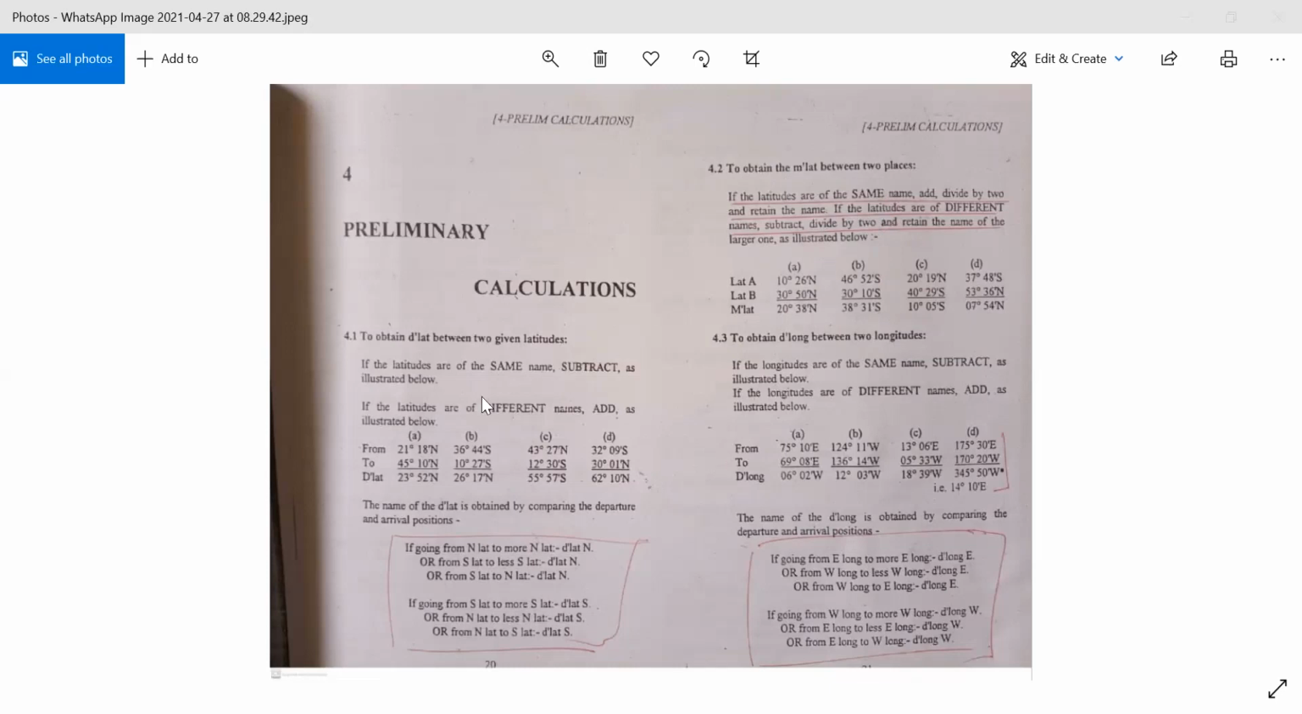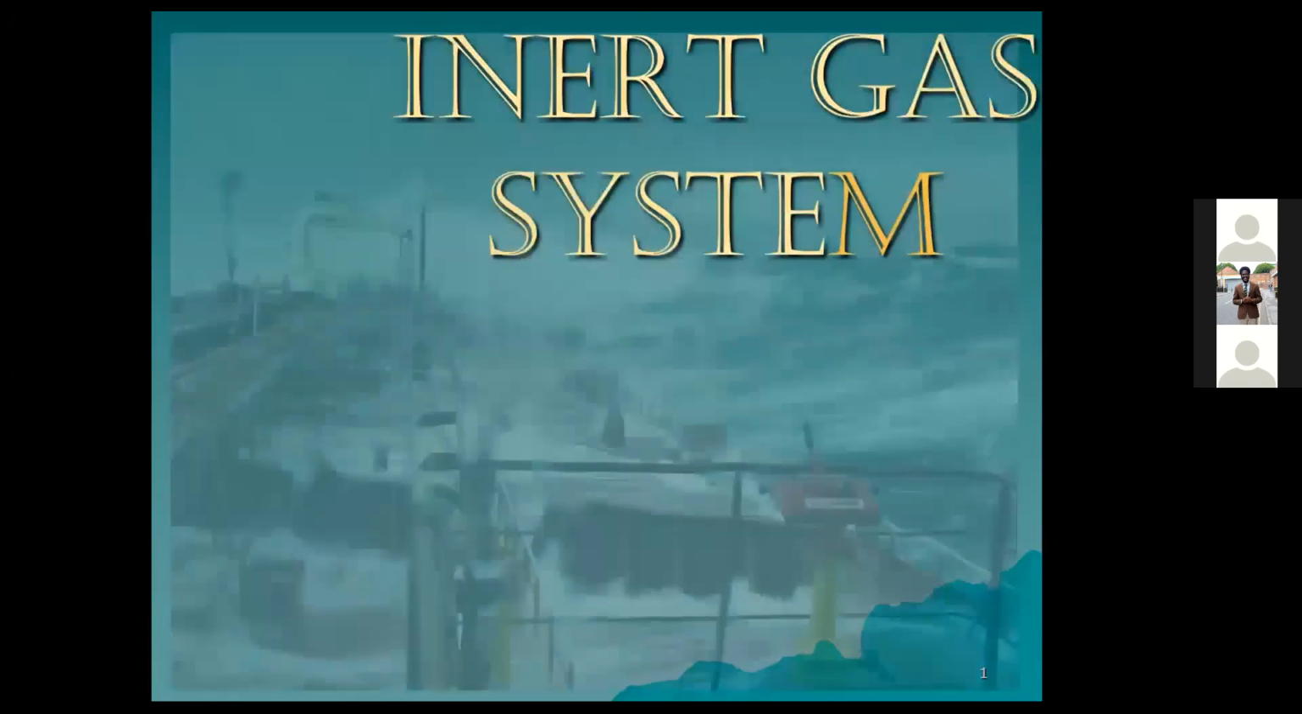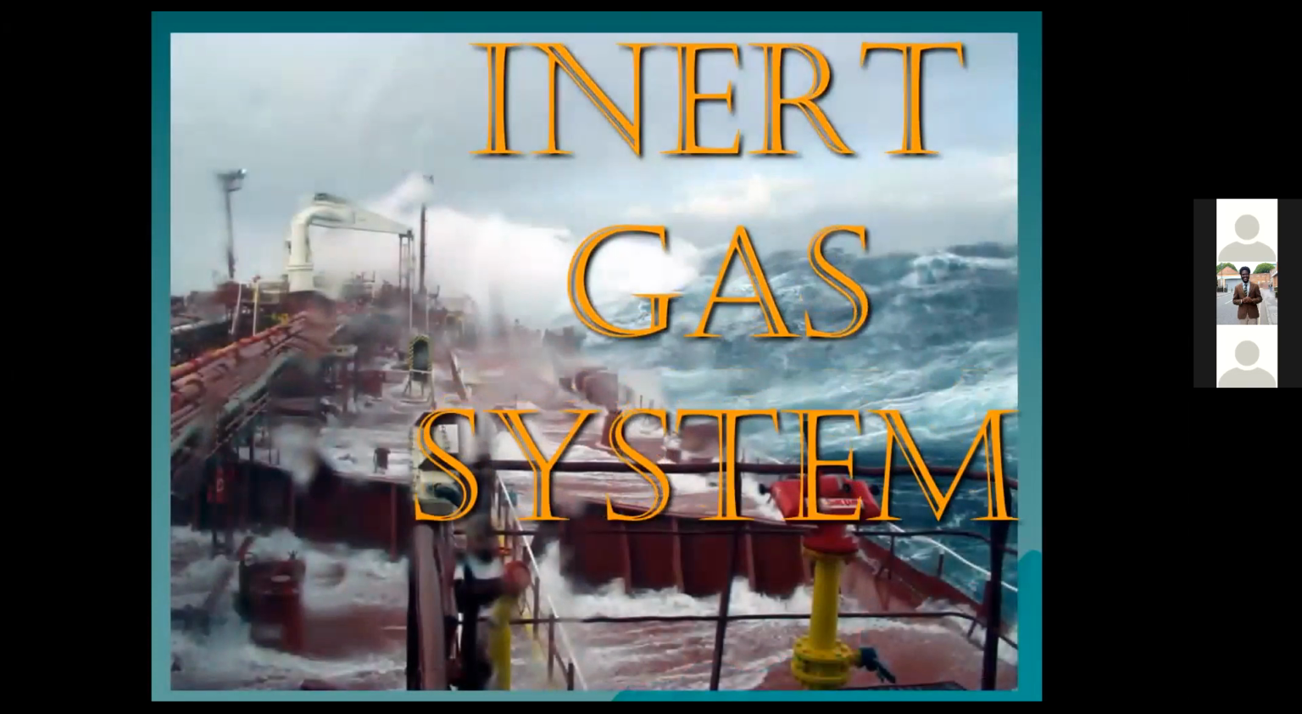Okay. Now, inert gas systems. So as we are all aware, inert gas system is a very, very important system in tanker trades. So let me say, without inert gas system, it is impossible actually to load cargo on tankers of certain deadweight tonnage. So that stresses the importance of inert gas.